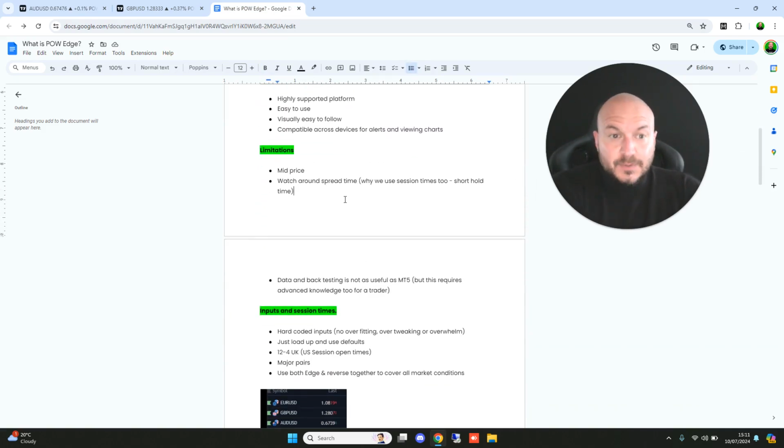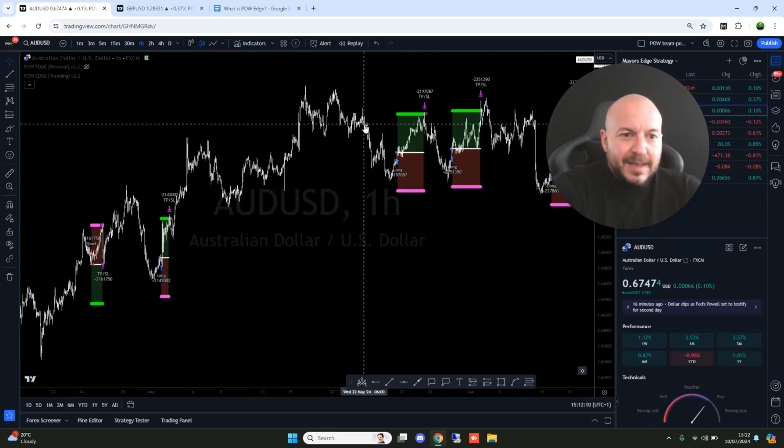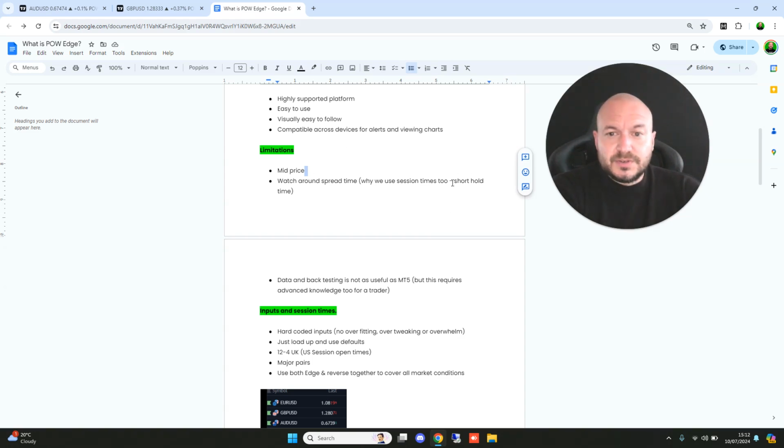Limitations. Now I'm going to tell you what's bad about it to be as transparent as possible. That's how we operate. TradingView works on mid-price, so it doesn't take into account some spread, which if you're trading major pairs, which is what I'm suggesting you use this with, your spread might be 1 pip. Yeah, so the mid-price isn't a drama. Now, if you're trading pound AUD at 10 p.m.